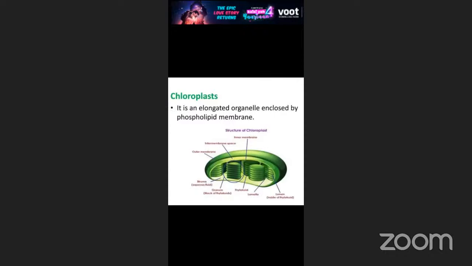What is the function of the chloroplast? Here, they are mainly involved in photosynthesis. So that's why they prepare the carbohydrate.